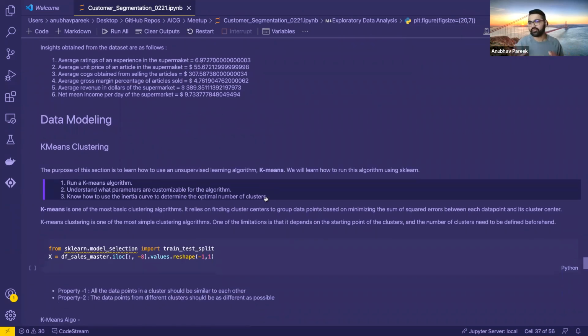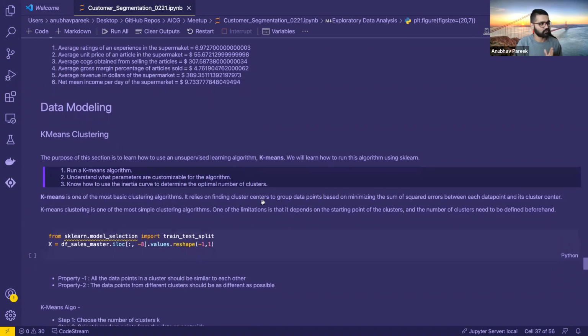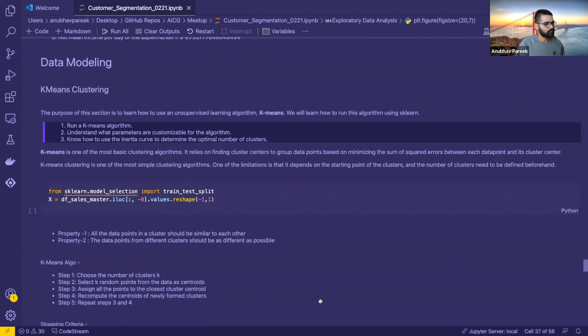Before I go into showing the analysis details, just a quick discussion on what k-means clustering is. As I said, it's an unsupervised learning algorithm. There's been no training done on the algorithm as such. And we'll talk about how you run a k-means algorithm, what parameters are used to customize the algorithm. And then we'll talk about something called an inertia curve. That is a good way to come up with the value of k, that is, the most optimized value of k you can use given your data set.